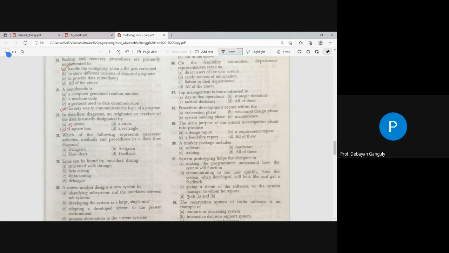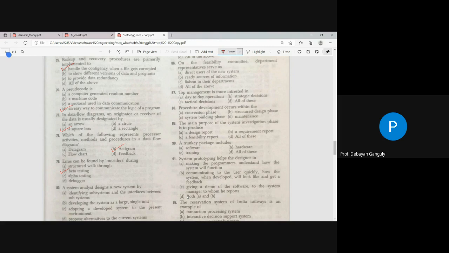That is nothing but the active diagram, or you can say this option number B. 79. Errors can be found by outsider during beta testing. That is the thing, outsider. That means there are some friendly customers and they are checking the test cases.